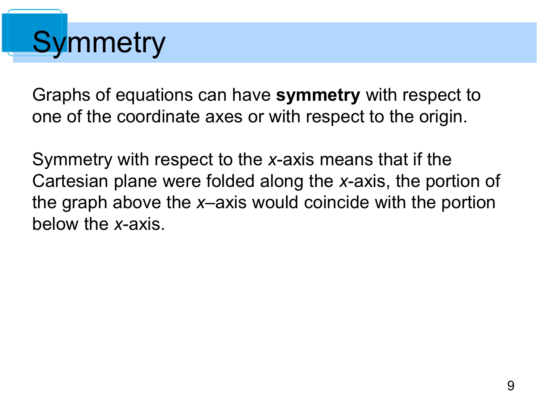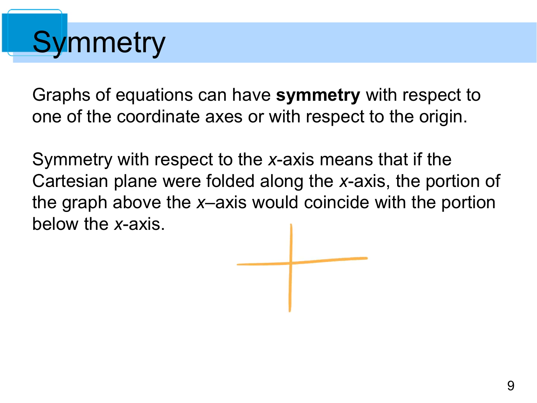Next, we're going to talk about symmetry. So graphs of equations can have symmetry with respect to one of the coordinate axes or with respect to the origin. Symmetry with respect to the x-axis means that if the graph was folded along the x-axis, the portion of the graph above the x-axis would be the same as the portion below.